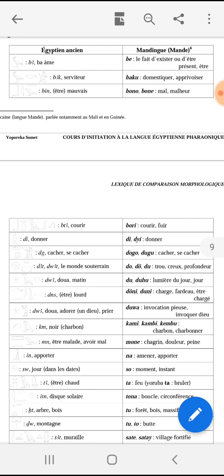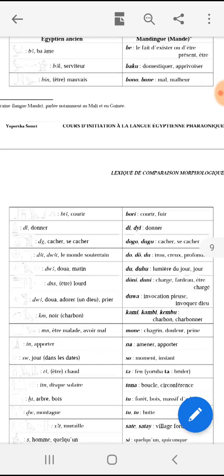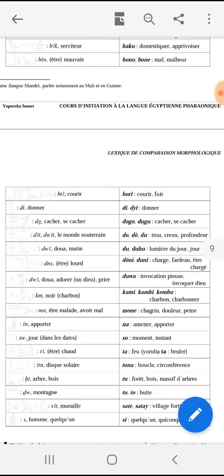In Medu-Neter, you have Di, which means to give. In Mandingo, you have Di, which means to give. In Medu-Neter, you have Deg, which means hide or to hide. In Mandingo, you have Dogo or Dugu, which means hide, to hide.